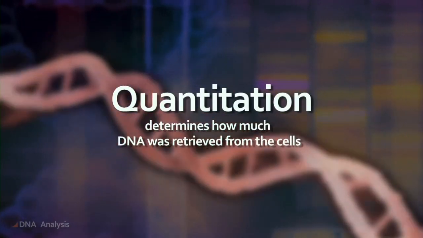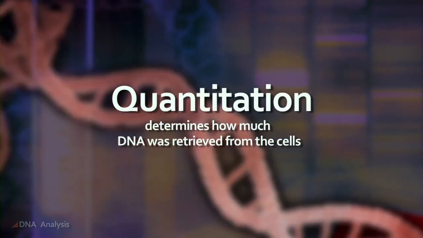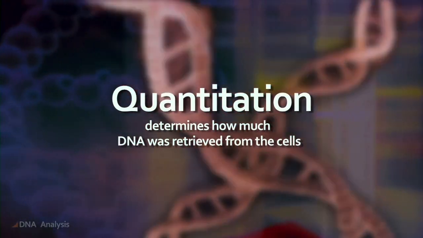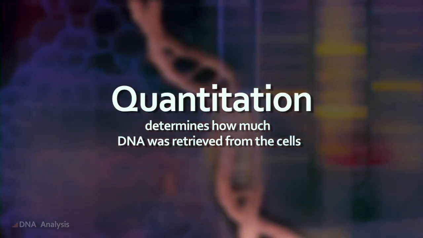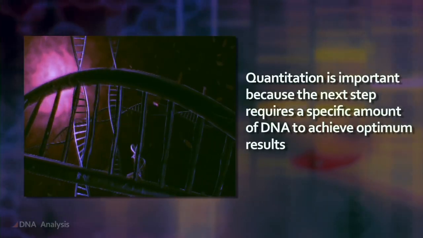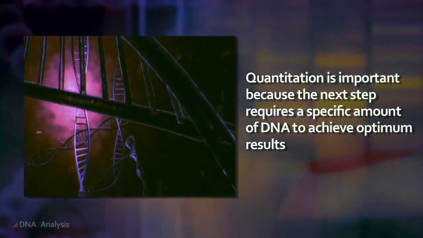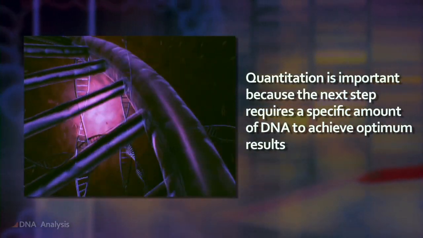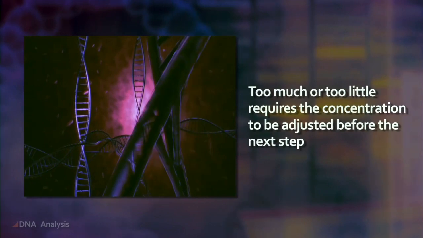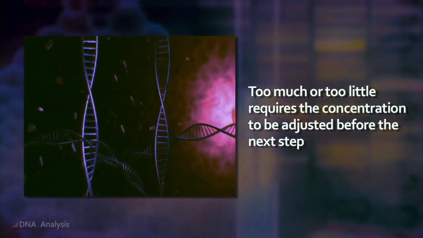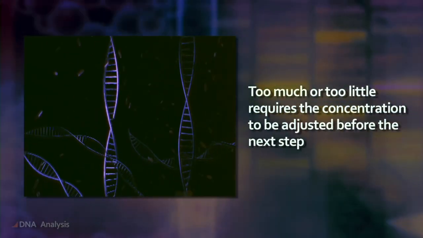The next step in the process is to determine how much DNA was retrieved from the cells through a process called quantitation. Quantitation is important because the next step requires a specific amount of DNA to achieve optimum results. Too much or too little requires the concentration to be adjusted before the next step.